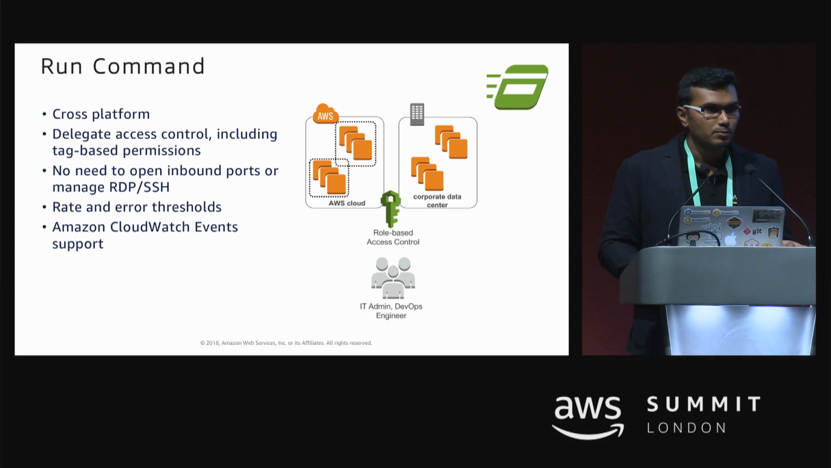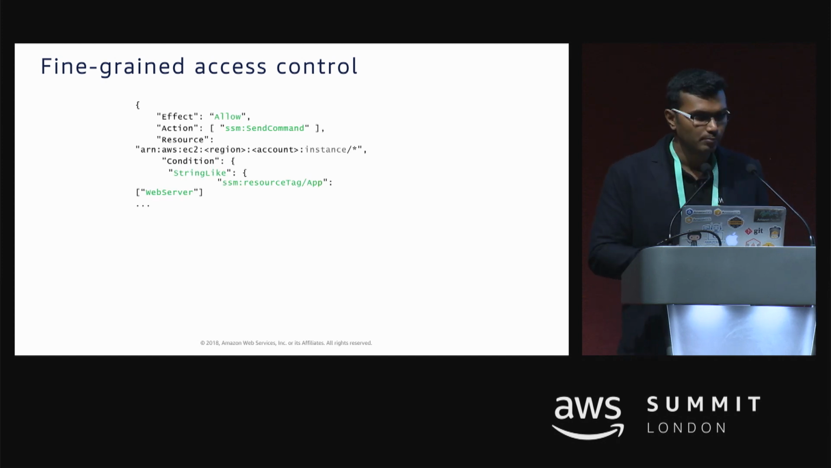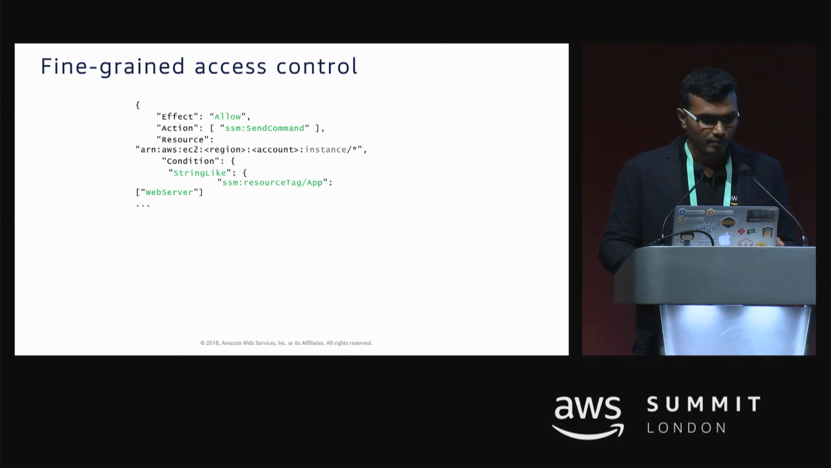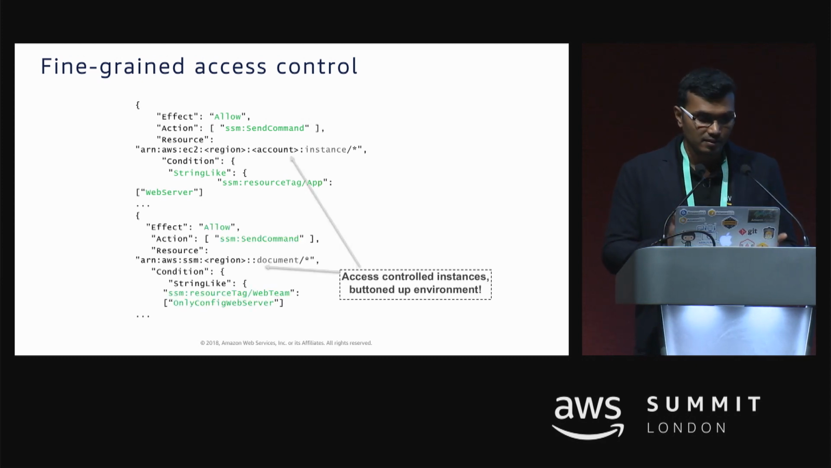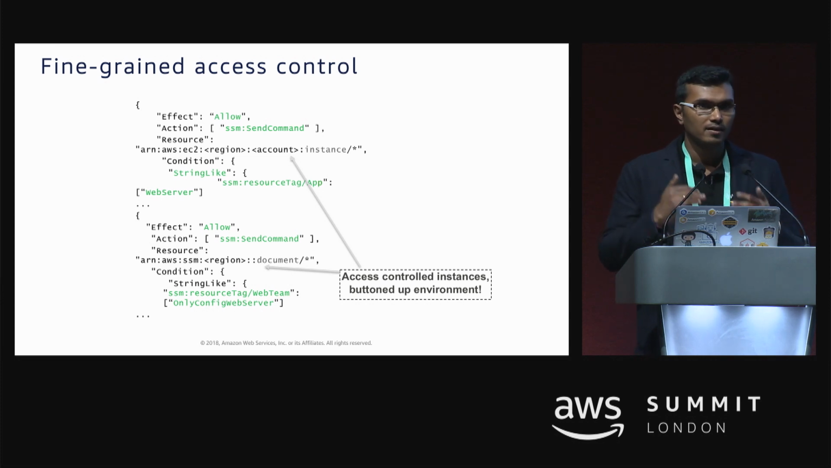Now, the run command also supports delegated access. So let's have a look at how you can give fine-grained control. Here is an example of an IAM policy where you can restrict run command to execute on all your instances, provided it matches a tag. In this case, the tag is app web server. And in the same example, you can also restrict which documents you can execute with the run command. So now if you think back, you don't need SSH access and RDP access. And using the fine-grained control, you can now decide who can run what commands on which instances.